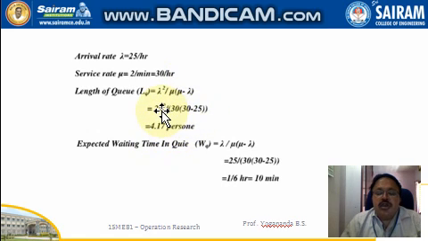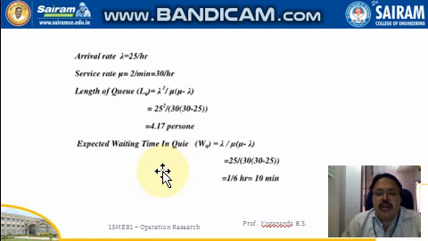So length of the queue is given as lambda square divided by mu into mu minus lambda. Substituting lambda and mu, we are getting 4.17 persons. So at a particular time, the number of customers in the queue is 4.17. Round it off, 4 customers in the queue.